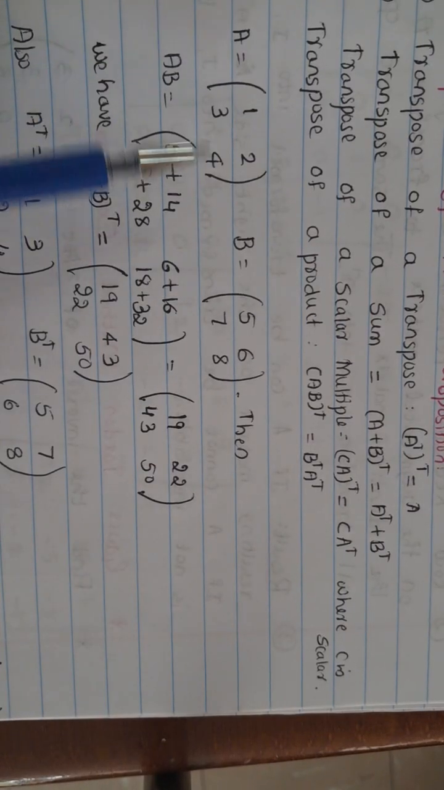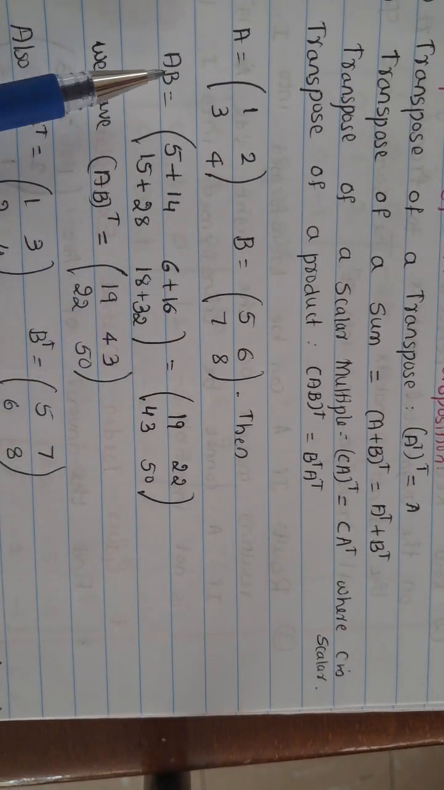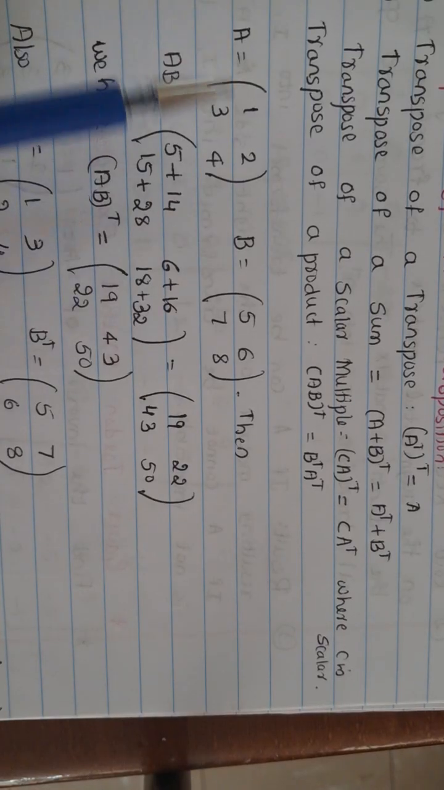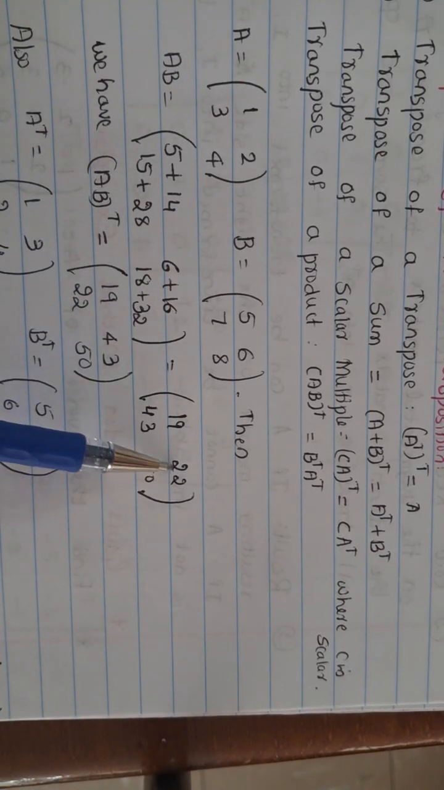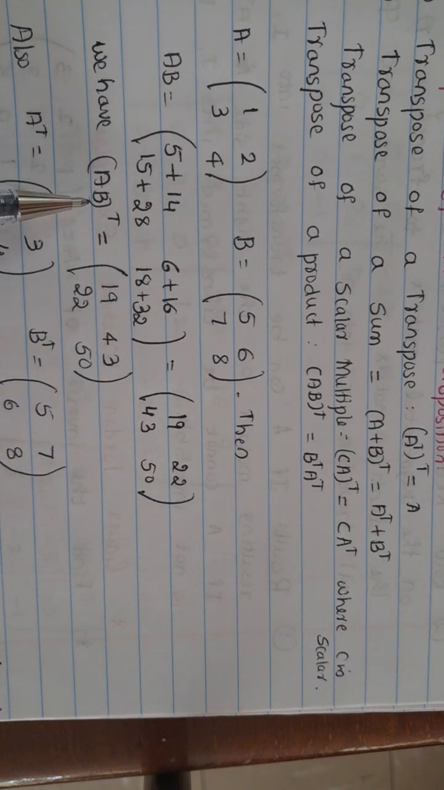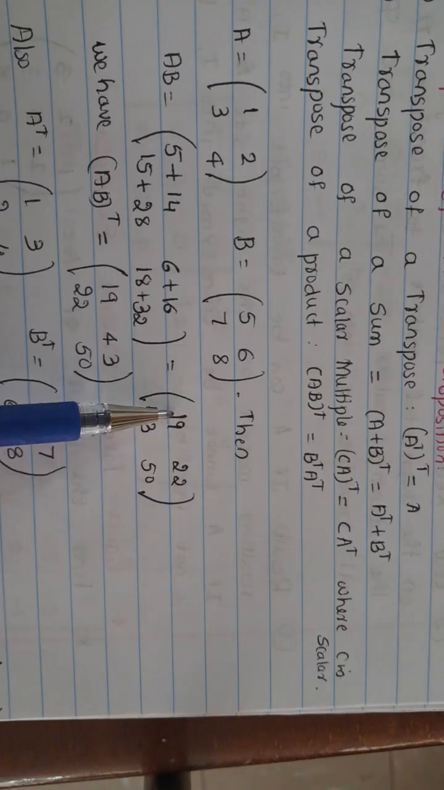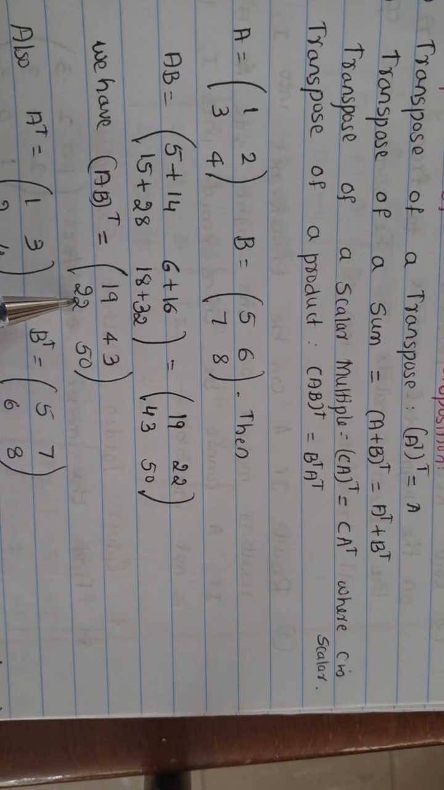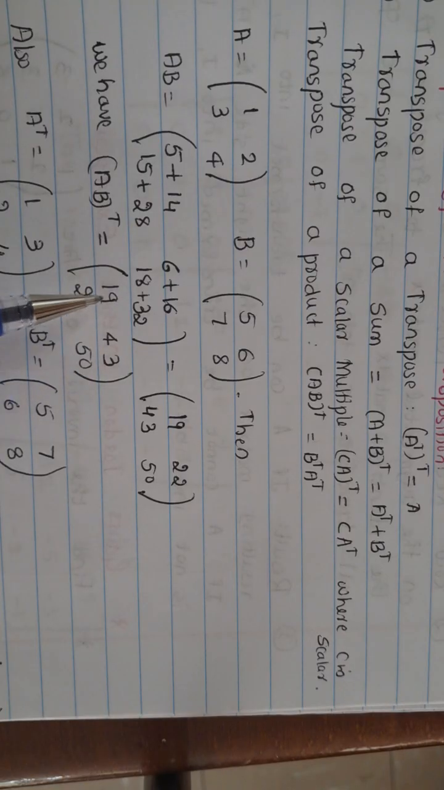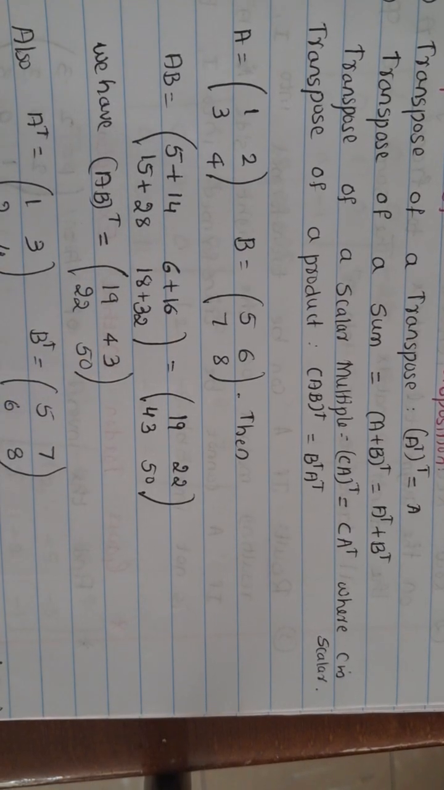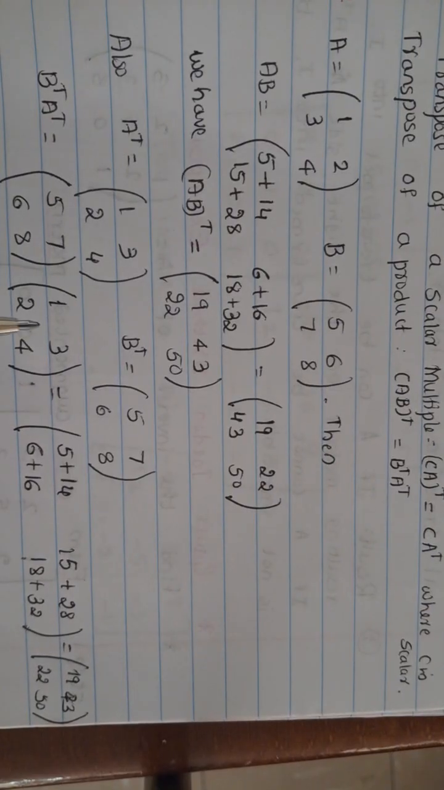For example, if I take a matrix A and matrix B here, then I know the multiplication AB will give me this matrix. Then I take the transpose of this AB, the whole transpose, which gives me 19, 22, 43, 50. So by changing the rows into columns, I get this matrix. This is my (AB) transpose. Now I have to prove it as B transpose into A transpose.